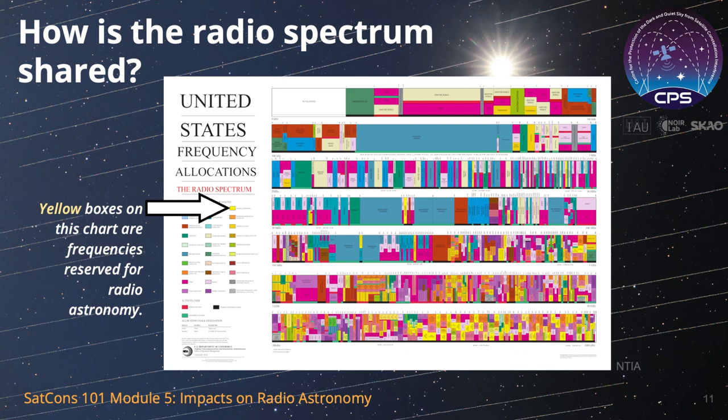At the international level, the International Telecommunications Union, or ITU, makes allocations. In the case of radio astronomy, there are some very important and narrow radio astronomy bands that are recognized for the exclusive use of radio astronomers.